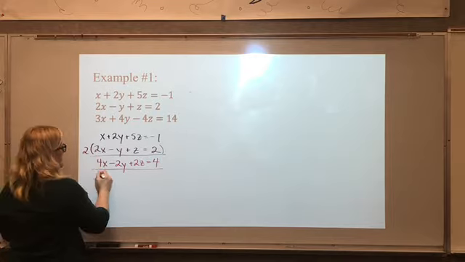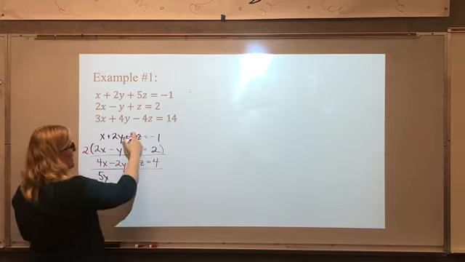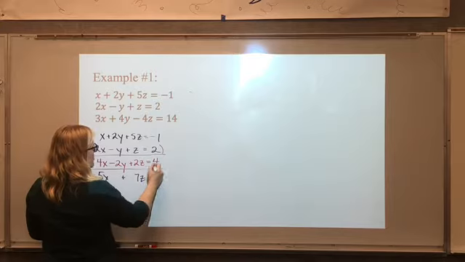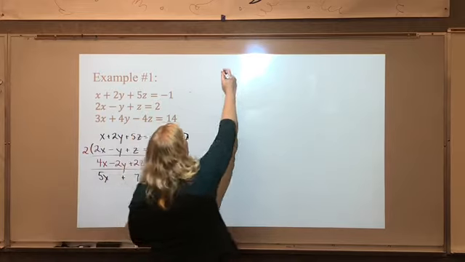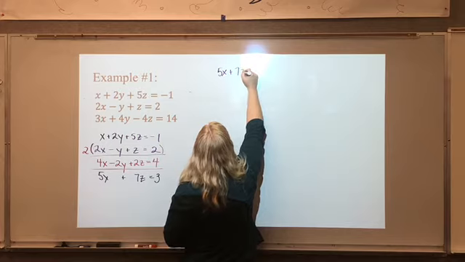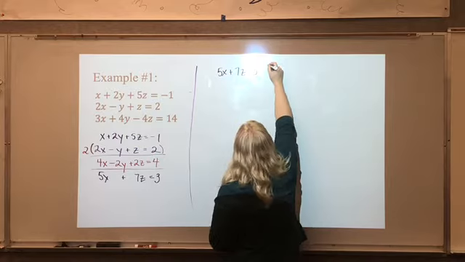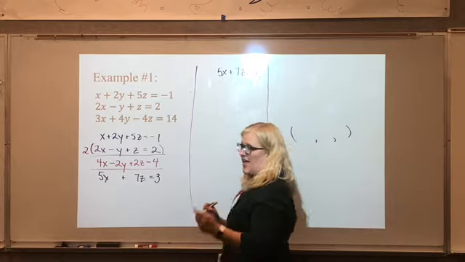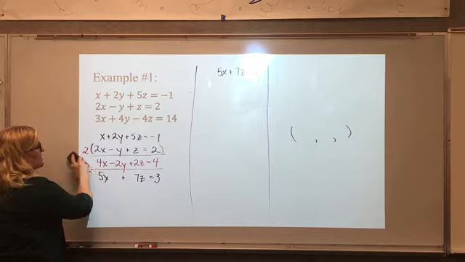So x plus 4x is 5x. 2y plus -2y, that's the one that gets eliminated. And then 5 plus 2 is 7z equals -1 plus 4 is 3. All right, so there's the first of my 2 equations. Remember before I had them in columns? I can do that again if that helps. And then, of course, the answer is going to be an XYZ answer. Okay, so for the sake of space, I'm going to erase this.